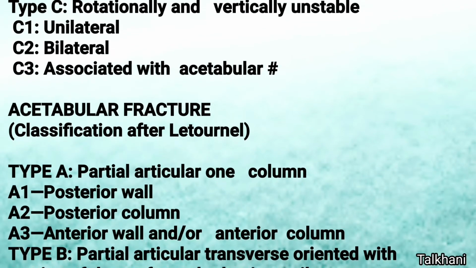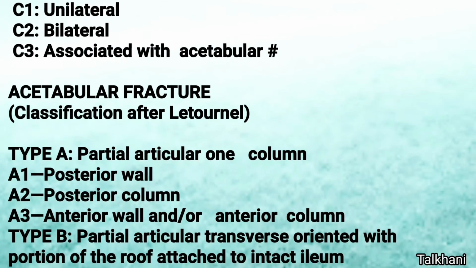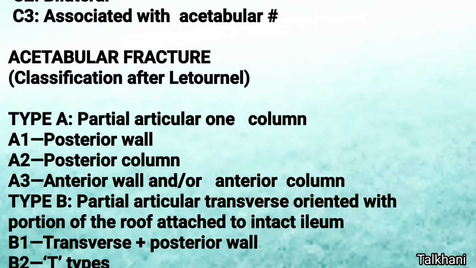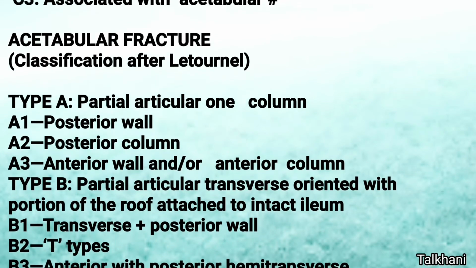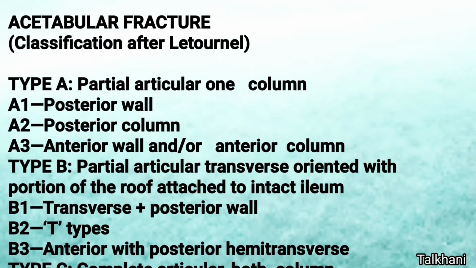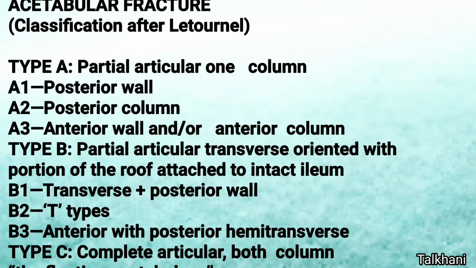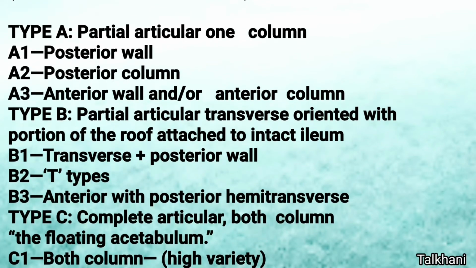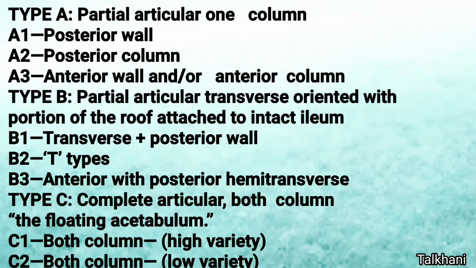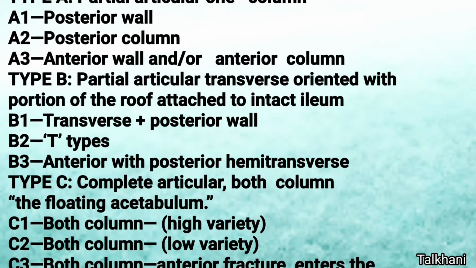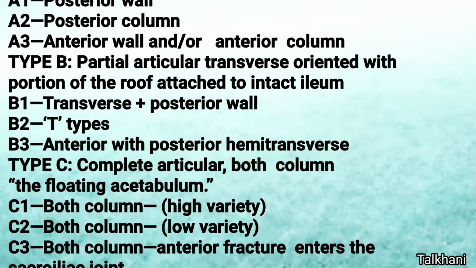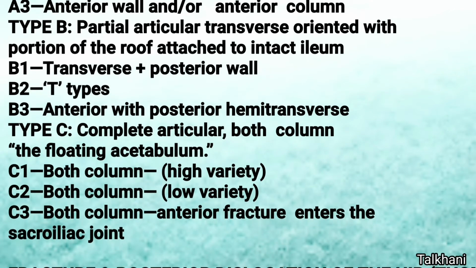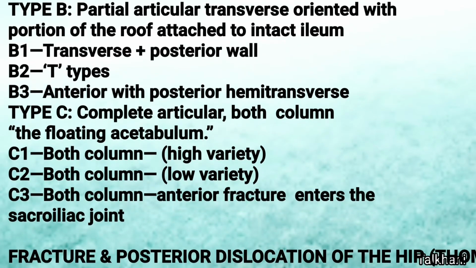Acetabular fracture classification is named after Letournel. Type A, partial articular 1 column fracture, A1 posterior wall fracture, A2 posterior column fracture, A3 anterior wall and or anterior column fracture. Type B, partial articular transverse oriented with portion of the roof attached to intact ilium, B1 transverse with posterior wall fracture, B2 T articular fracture, B3 anterior and posterior hemitransverse fracture.